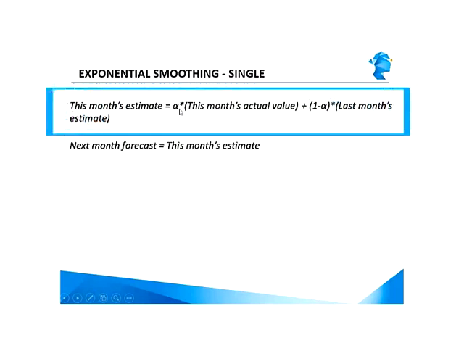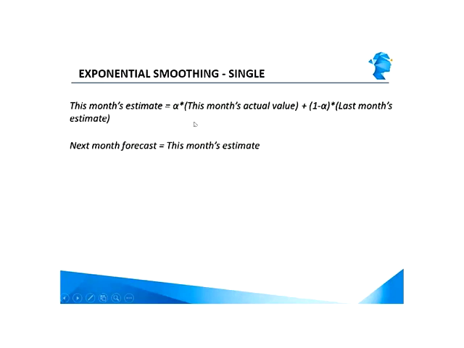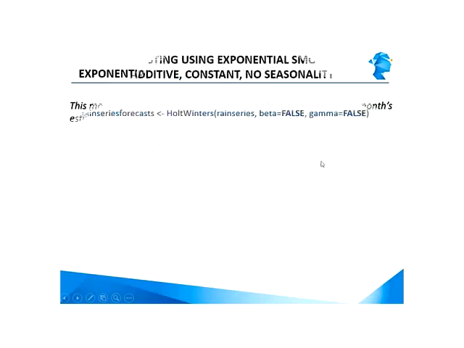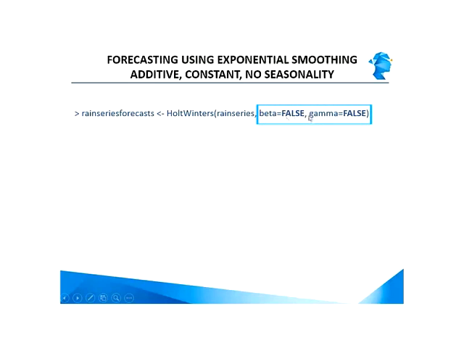Okay, so it's alpha times the current actual value plus 1 minus alpha times last period's value, and that gave us the current estimate. So we had just one coefficient, alpha, in single exponential smoothing. When we dealt with the first scenario in R, it was single exponential smoothing, so you need just alpha. You tell R that beta and gamma are not required, they're false.